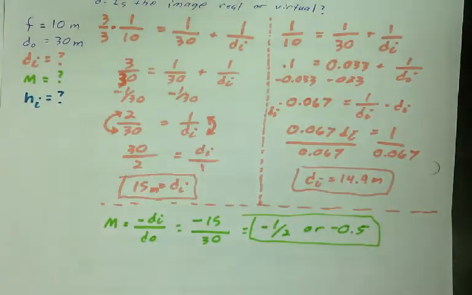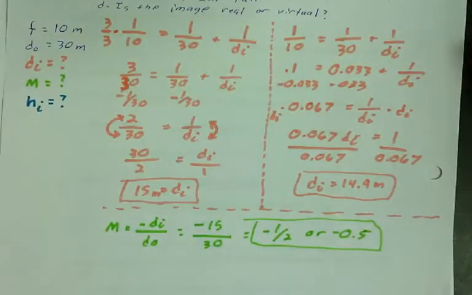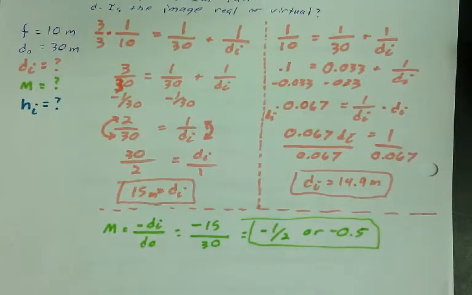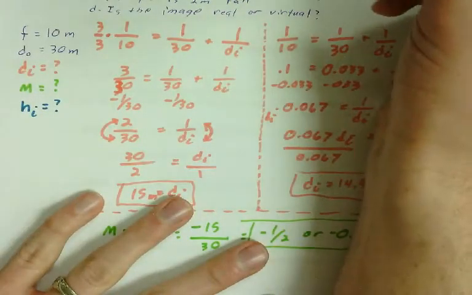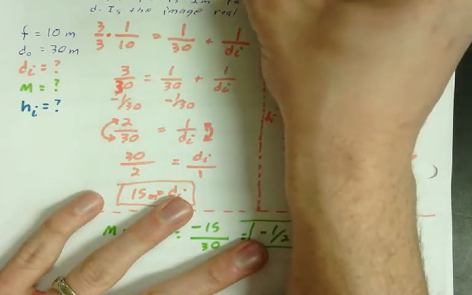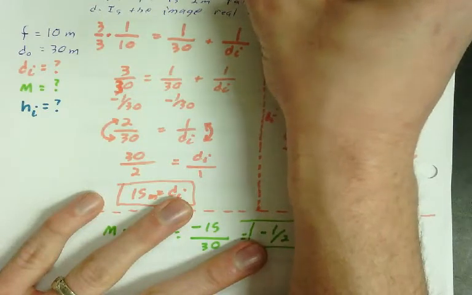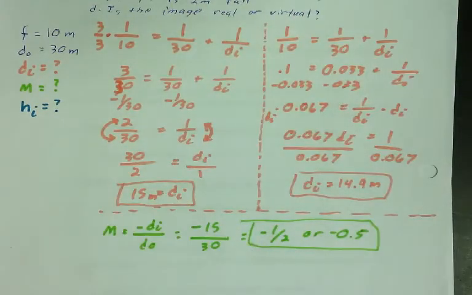All right, last math part. Find the magnification. Oh, sorry. I wrote the wrong thing. Good job, me. I didn't mean to find the magnification. I meant to find the height. Not find the magnification. Find the height. That's my bad. Find the height of the image if the antelope is 2 meters tall.